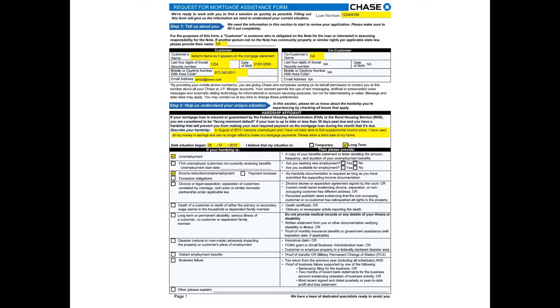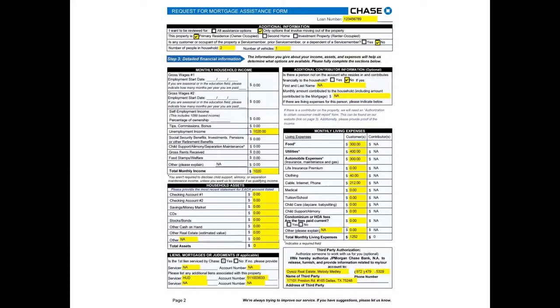And you're just going to fill out every section. The second page of this RMA goes over the expenses. So again, this is showing the bank that the sellers cannot afford their mortgage, and here is why. For this seller, she was getting $1,020 every month. But her expenses ended up being far over that.